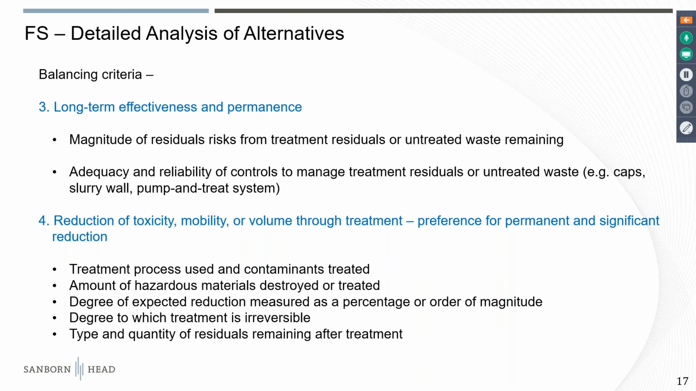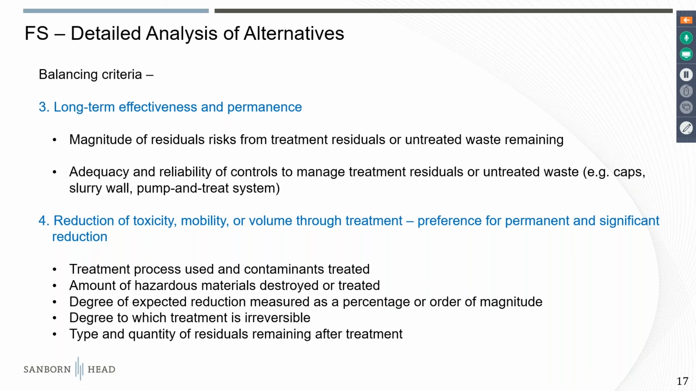And then we move into the balancing criteria. Third one being the long-term effectiveness and permanence, and the 4th one being reduction of contaminant toxicity, mobility, or volume through treatment, with a preference for permanent and significant reduction. So here are some of the items and points that your feasibility study needs to address under each one of these criteria.